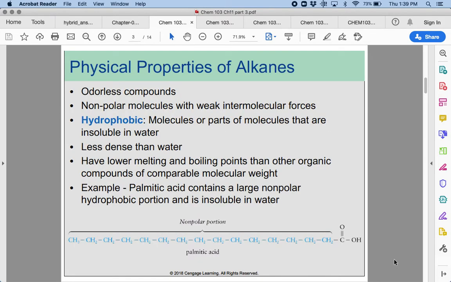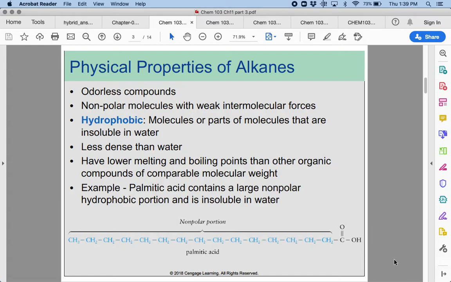So typically alkanes are odorless compounds. They're going to be nonpolar. Think about it. Alkanes are just hydrogen and carbon. We know that hydrogen-carbon bonds and carbon-carbon bonds are both nonpolar. So it would make sense that the overall molecule would be nonpolar. This means that they won't dissolve in water.